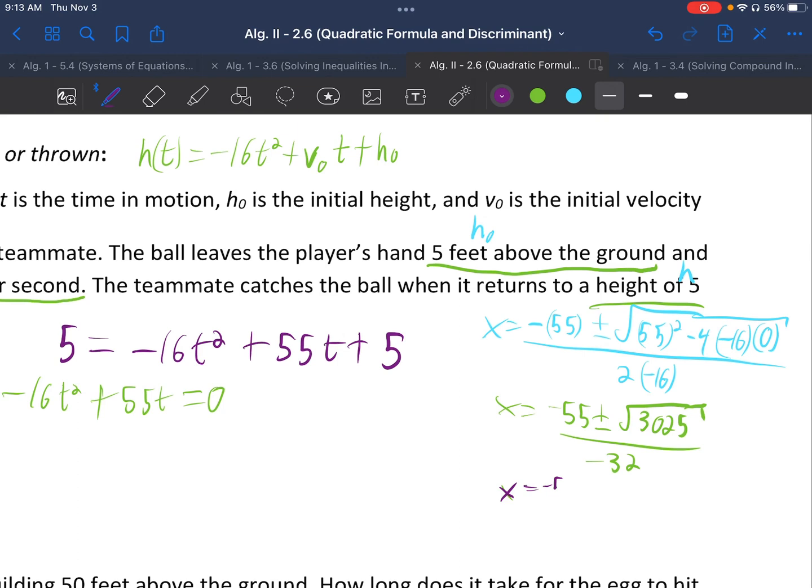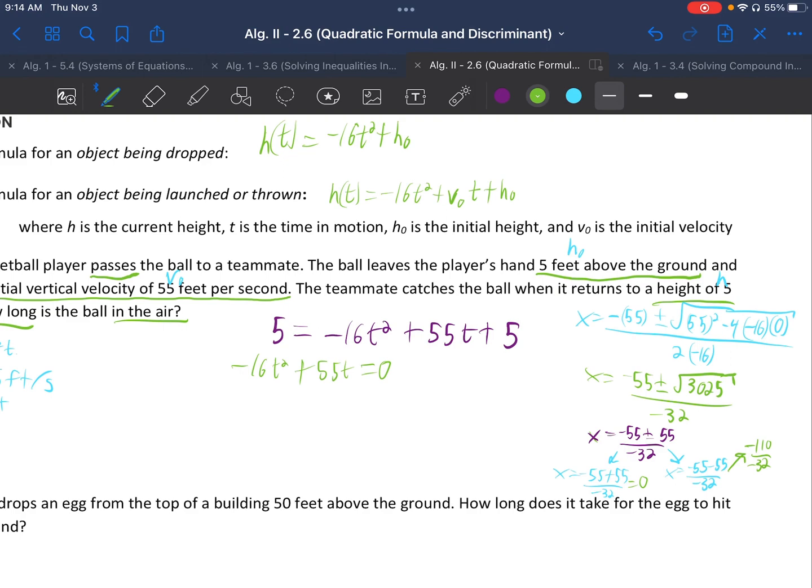That makes sense. So we get x equals negative 55 plus or minus 55 over negative 32. As we split this into a positive and negative, because 55 ended up being no radical as 3025 is a perfect square, we get x equals negative 55 plus 55 over negative 32, and x equals negative 55 minus 55 over negative 32. The one on the left is going to equal 0, because negative 55 plus 55 is 0. The one on the right is negative 110 divided by negative 32.